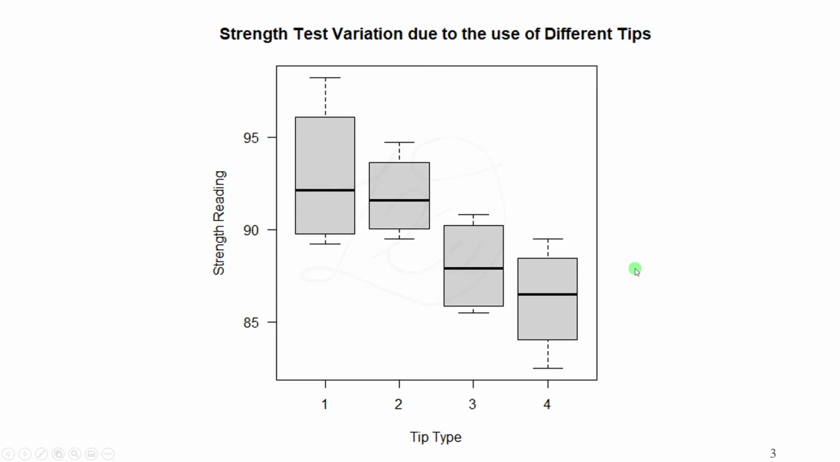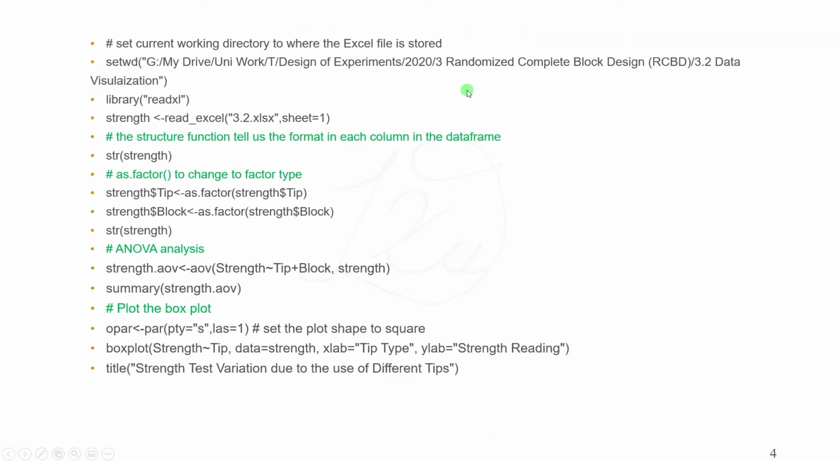Firstly, I will show you how to create this box plot. It shows the strength variation for each different type of tips. The code is shown on this slide. I will also post it down below in the first comment. From the first line of code to here is what we have done in the last video for the ANOVA analysis for the randomized complete block design. The plotting of the box plot uses the last three lines.